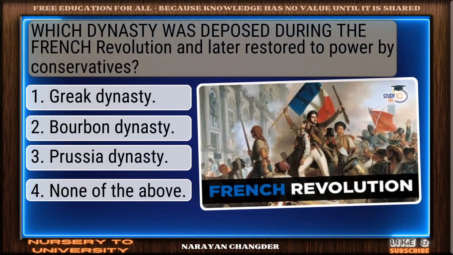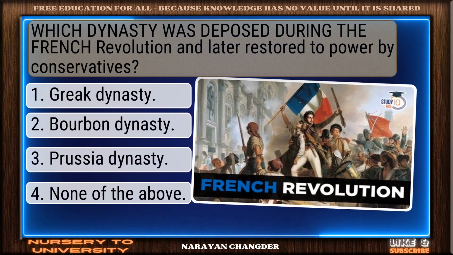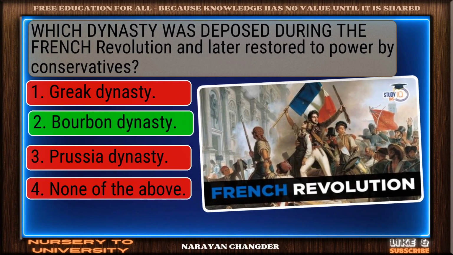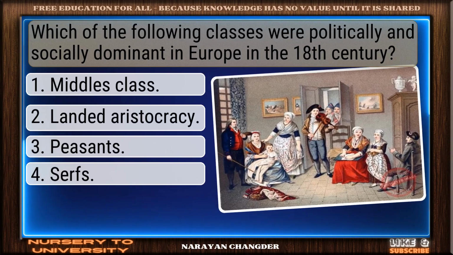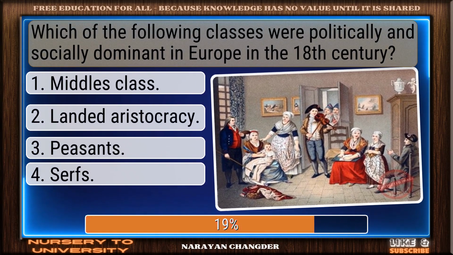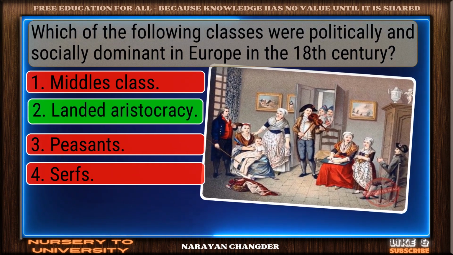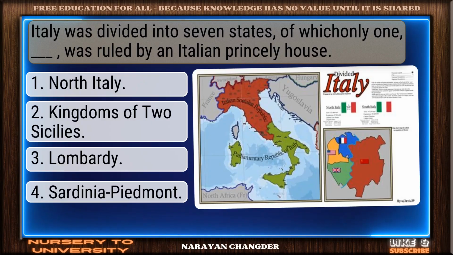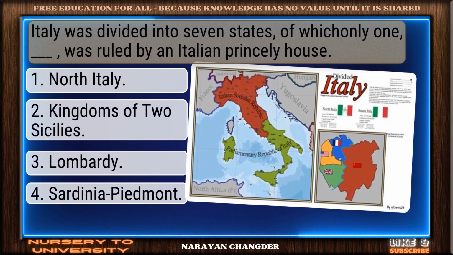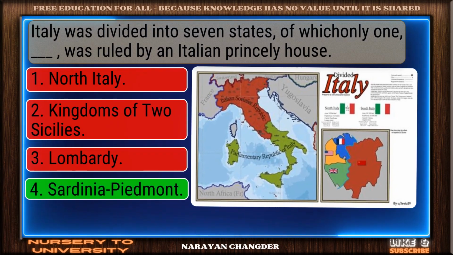Which dynasty was deposed during the French Revolution and later restored to power by conservatives? Good thinking. Bourbon dynasty is right. Which of the following classes were politically and socially dominant in Europe in the 18th century? Smart move. Landed aristocracy is accurate answer. Italy was divided into 7 states, of which only one, ___, was ruled by an Italian princely house. Nice selection. Sardinia-Piedmont is correct.